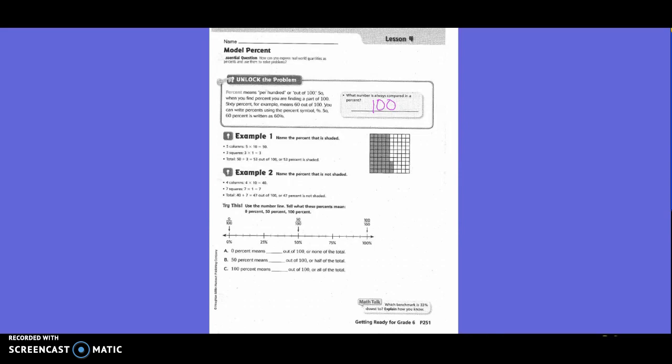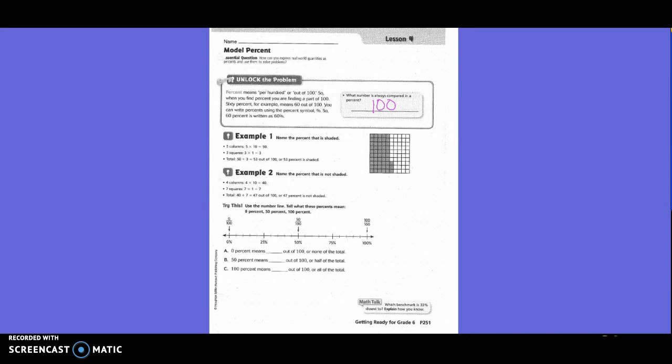Example 2, name the percent that is not shaded. So there are 4 columns not shaded and 7 squares of the next column that aren't shaded. So 40 plus 7 equals 47 out of 100, or 47% is not shaded.